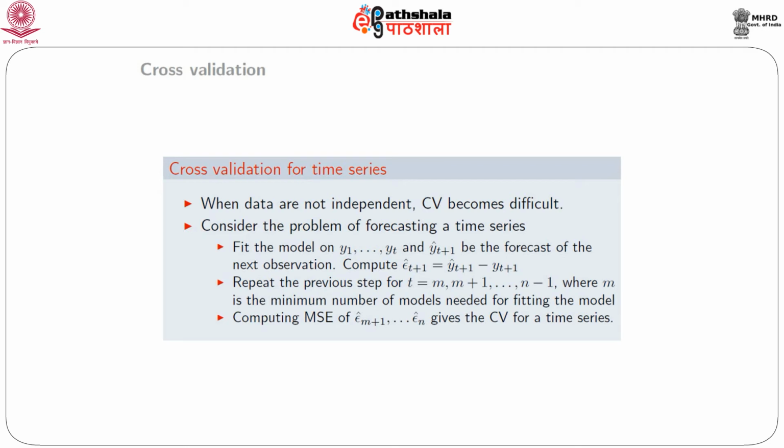Let the data be y1 to yt, and let y hat t plus 1 denote the forecast of the next observation. We compute epsilon hat t plus 1, which is y t plus 1 minus y hat t plus 1, for the forecast. Now, we repeat this, changing t from m to n minus 1, where m is the minimum number of observations needed for fitting the model, and then we have epsilon hat m plus 1 to epsilon hat n, and we can compute the MSE, which would give the CV in case of time series.